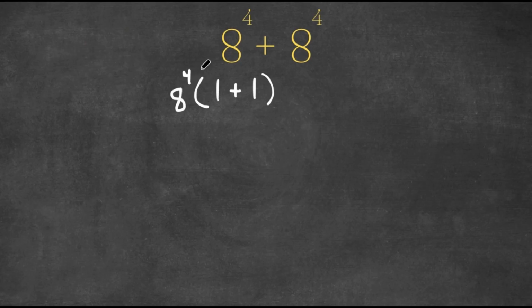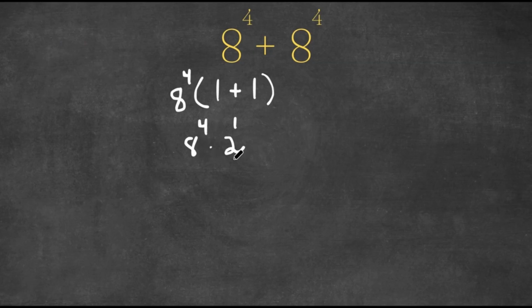So now we get 8 to the power of 4 times 1 plus 1. Now 1 plus 1, well, that's simply just 2. So I'm going to replace 1 plus 1 with 2. So now we get 8 to the power of 4 times 2. Now, if we want to multiply two exponents, the bases of the exponents actually have to be the same. So this is actually 2 to the power of 1, and this is 8 to the power of 4.